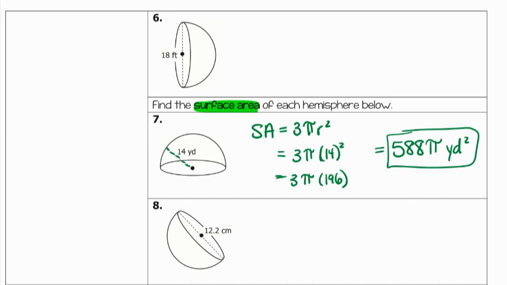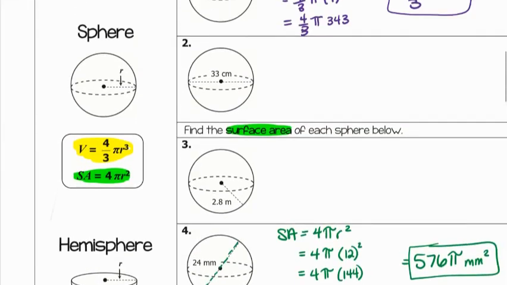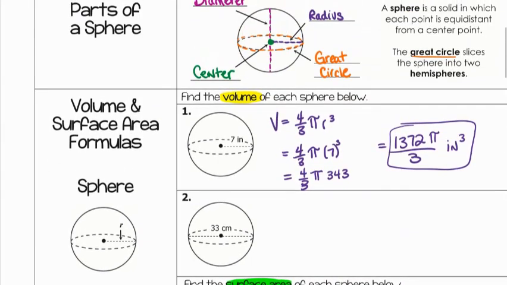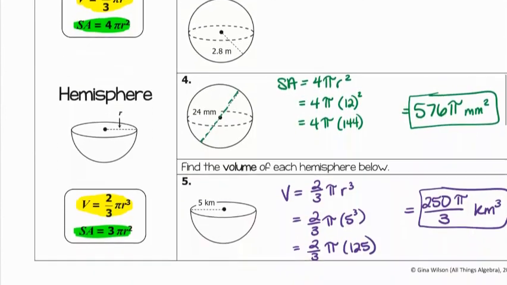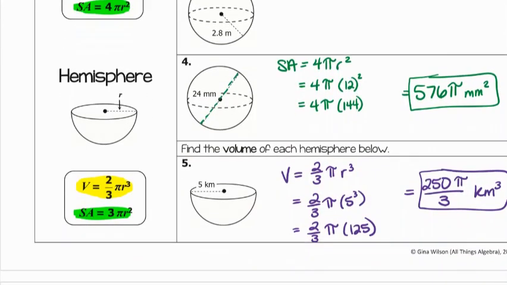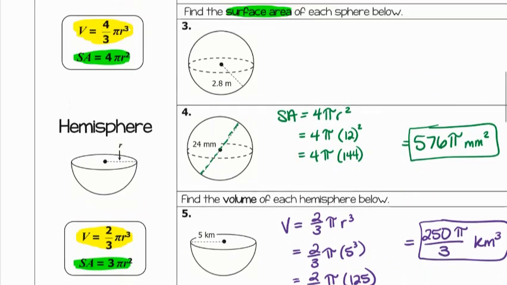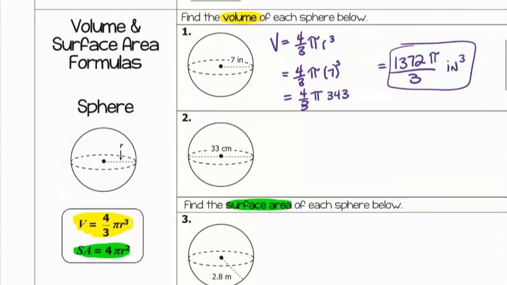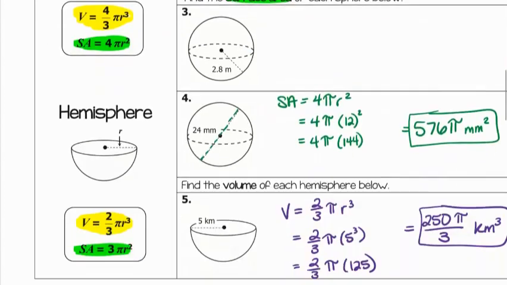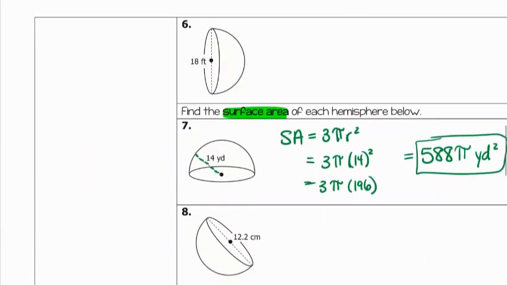Okay, so these are pretty straightforward. We don't have to worry about our Pythagorean theorem. We don't have to worry about 30-60-90 triangles or anything on these. Really, the hardest thing you have to do on the spheres is see the diameter and cut it in half to get your radius. And then just make sure you're paying attention: am I finding volume or surface area? And is it a whole sphere or a hemisphere?